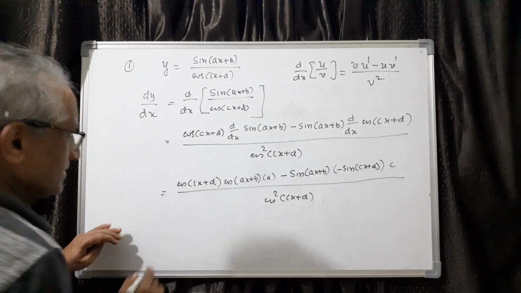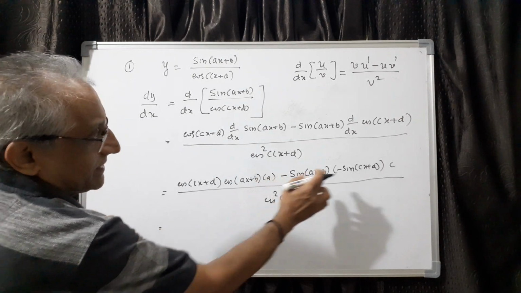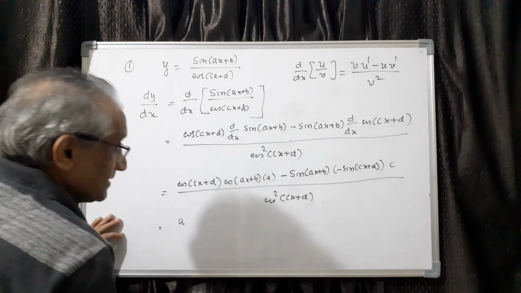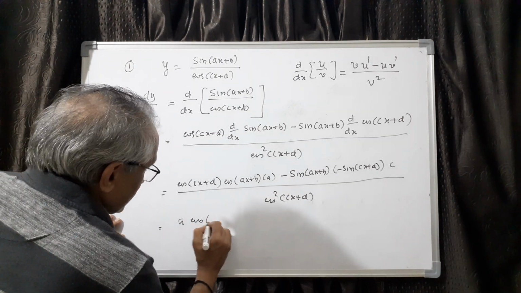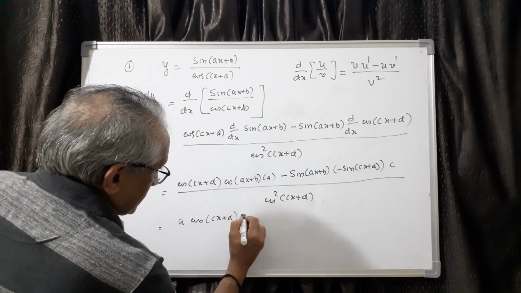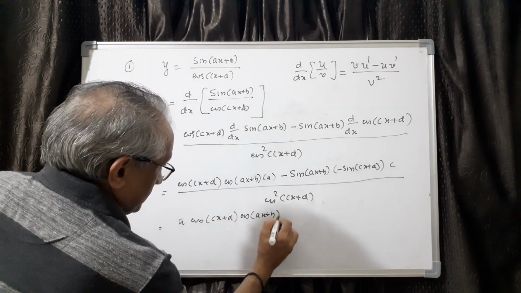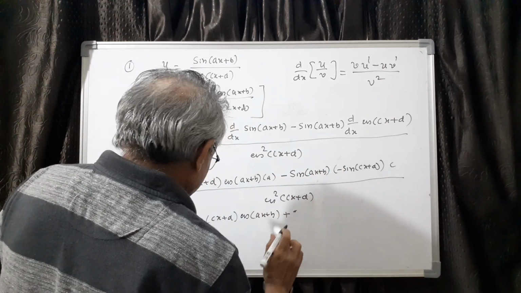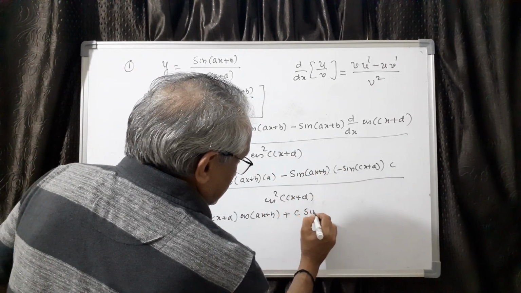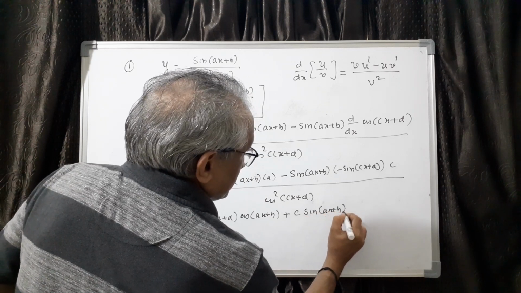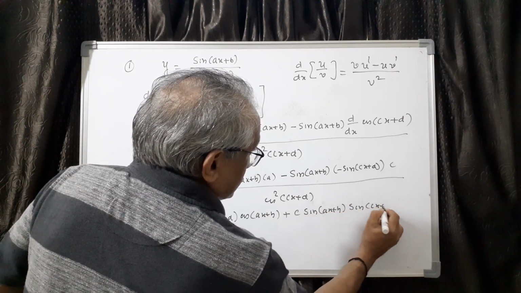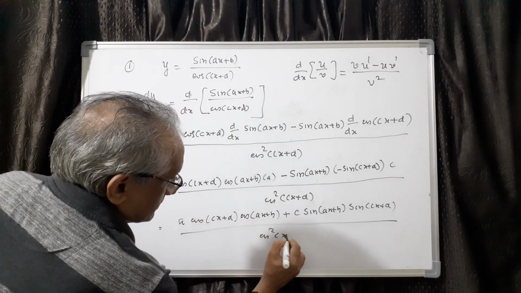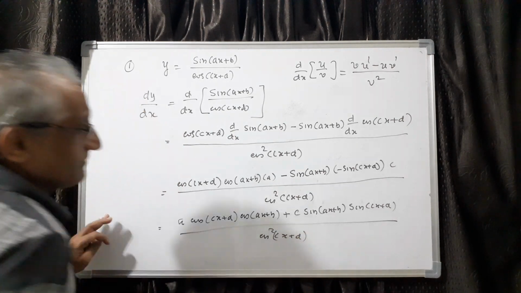So of course you can simplify this now. a is there, c is there, therefore we cannot simplify further because they are two different numbers. a into, we have to write as it is, cos of cx plus d, then cos of ax plus b, then plus c here because minus of minus. So c you can write first, c into sine of ax plus b, then sine of cx plus d, divided by cos square cx plus d. So this is the final answer.